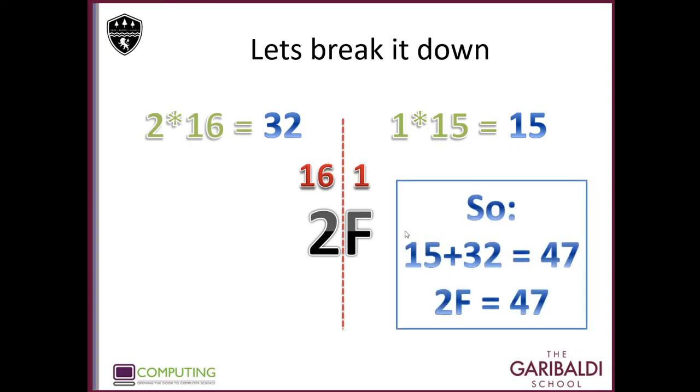Okay, so we know if we add these two values together, 15 and 32 is 47, so 2F is 47, if we convert it into decimal.